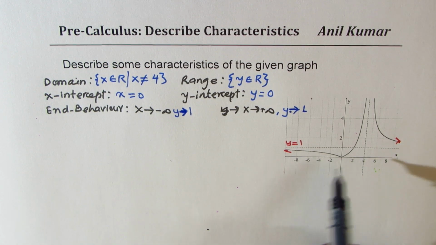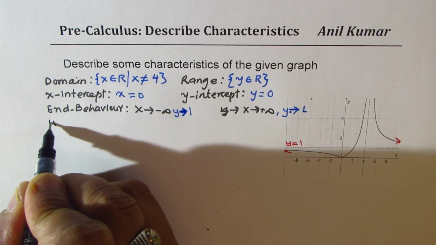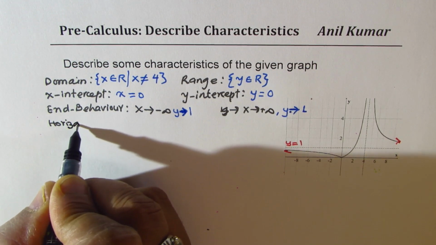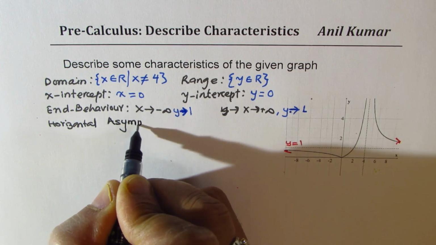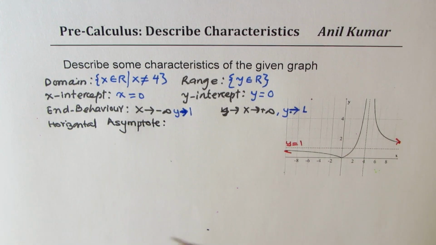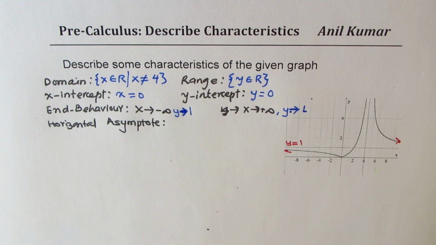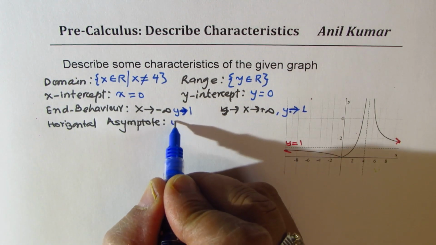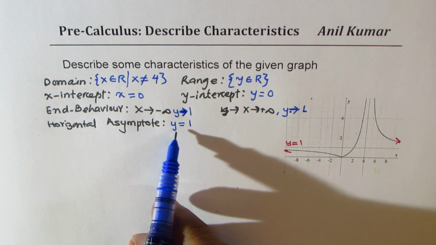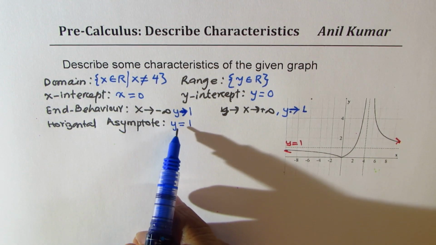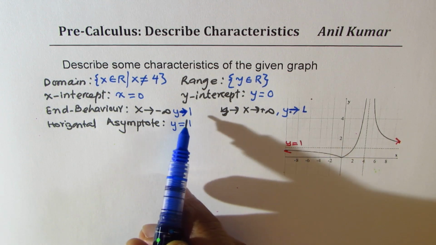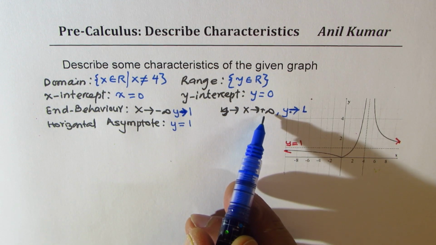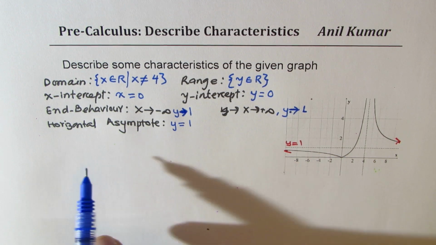Now by definition, this is called horizontal asymptote. So horizontal asymptote will be y equals 1. By definition, horizontal asymptote is the value where the function is approaching as x approaches positive or negative large value, right? So that becomes the horizontal asymptote.